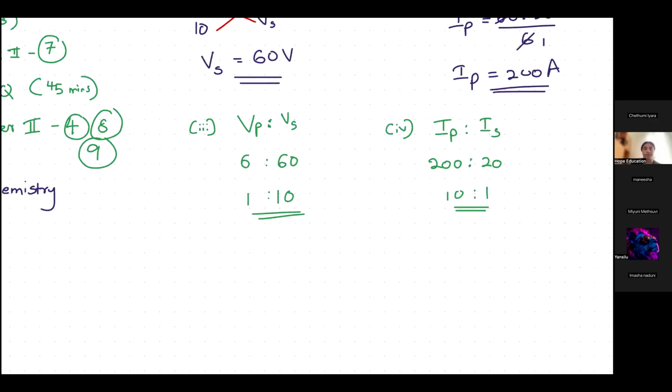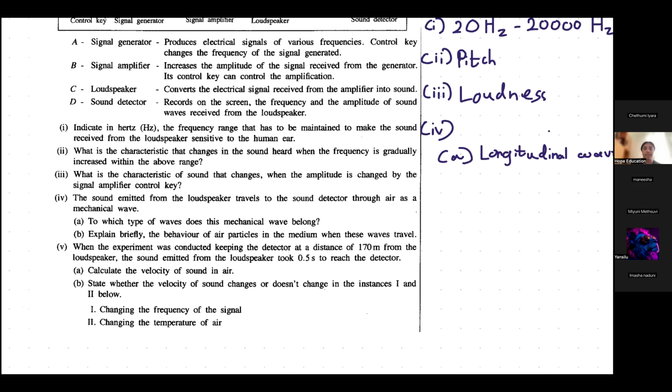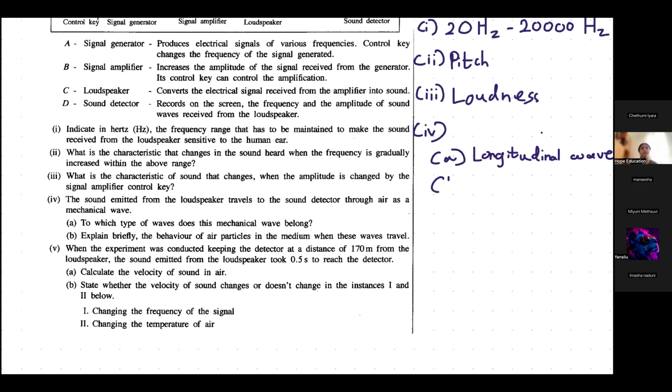Okay. We'll go back to where we were. Explain briefly the behavior of air particles in the medium when these waves travel. When longitudinal waves travel, what happens to the medium? How do air particles move? Very briefly, in one sentence. Explain briefly means most of the time it's just one sentence.